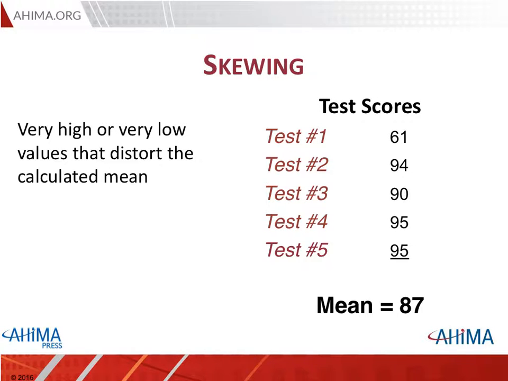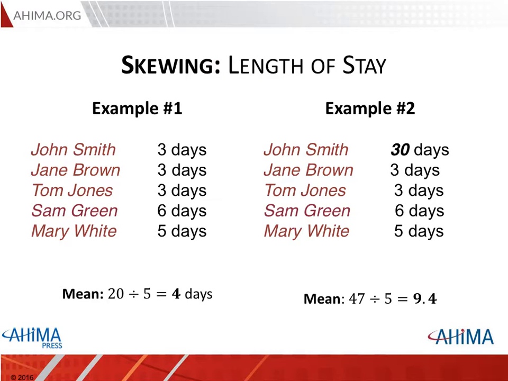This happened with our test scores. This student did very well on 4 of the 5 tests, receiving a 90% or better on 4 of the tests. However, the first test score was only a 61. This skewed the mean. It really pulled down the student's average. Of course, the opposite could also happen.